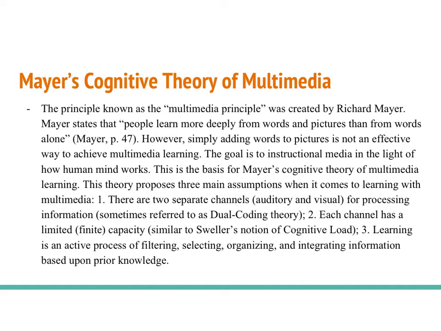This theory proposes 3 main assumptions when it comes to learning with multimedia. 1. There are 2 separate channels, auditory and visual, for processing information. This is also sometimes referred to as the dual coding theory. 2. Each channel has a limited capacity. 3. Learning is an active process of filtering, selecting, organizing, and integrating information based upon prior knowledge.